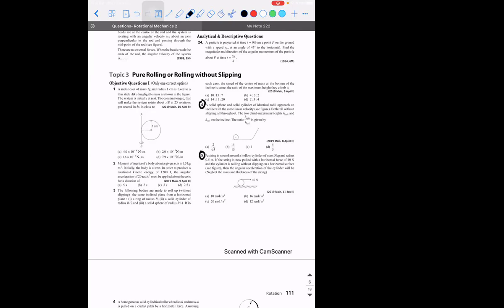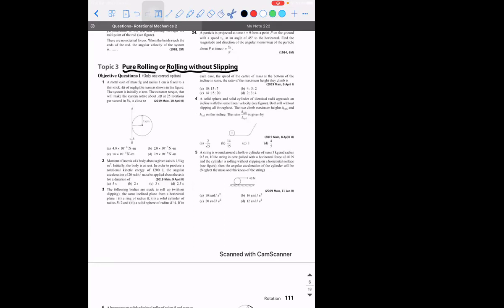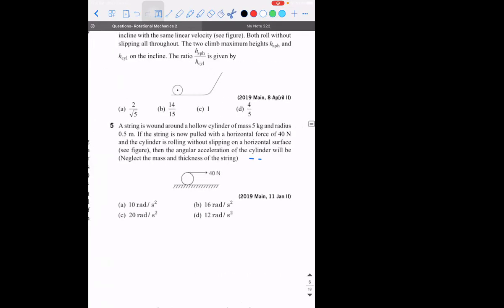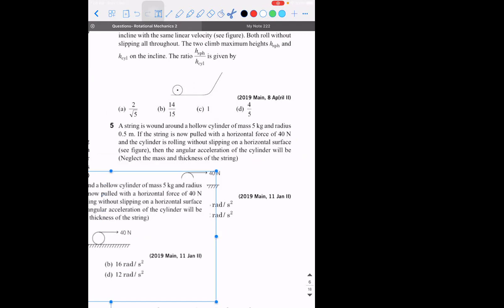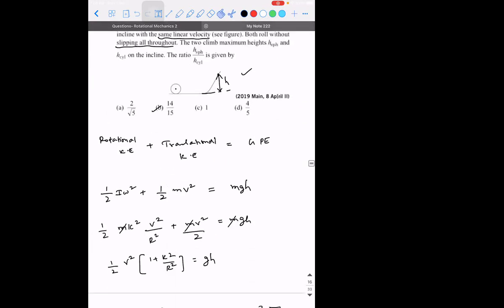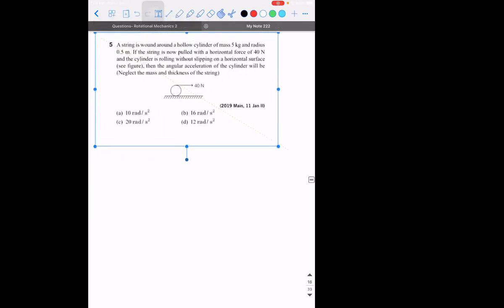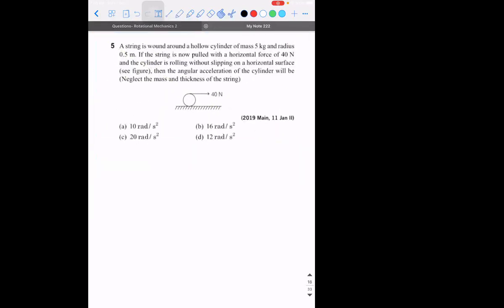So we were doing problems based on pure rolling or rolling without slipping, right? So let's do the fifth one. I've shared the question paper in WhatsApp. Those who don't have it, you can open it in it. If you're comfortable reading the question from here, you can read it. So now let's discuss. Tell me how to do this problem.